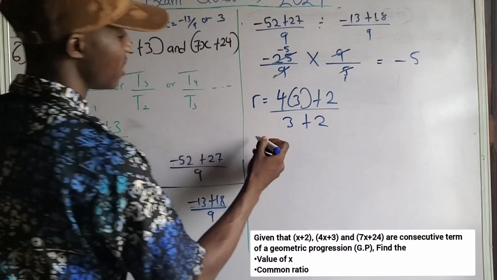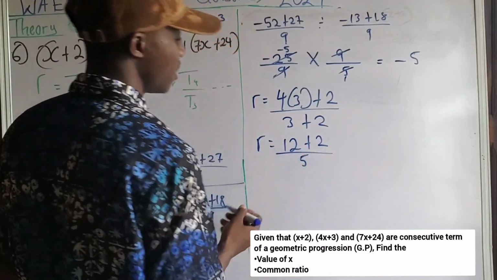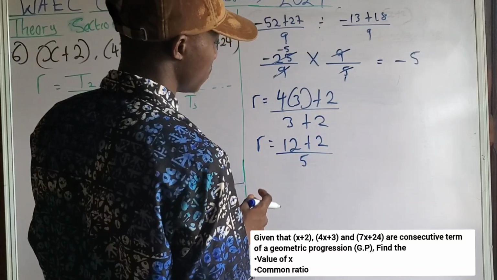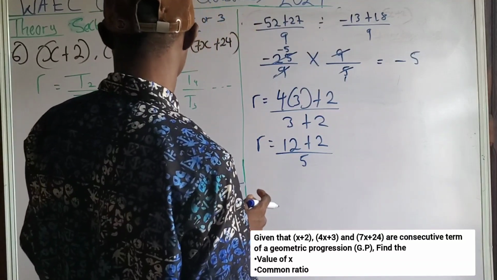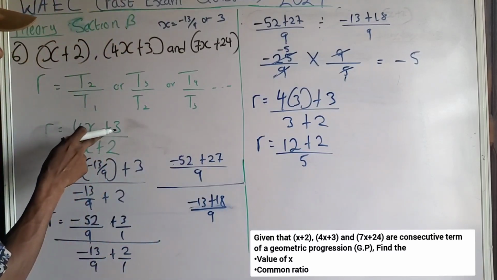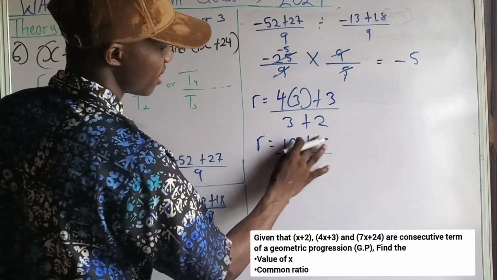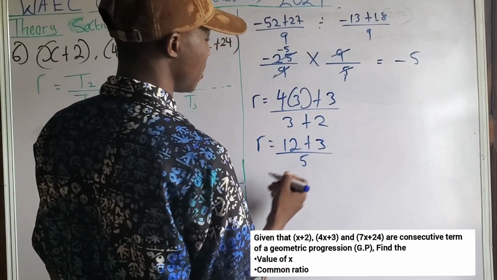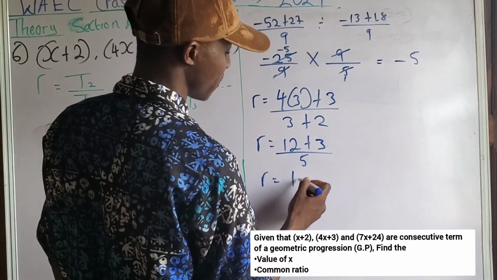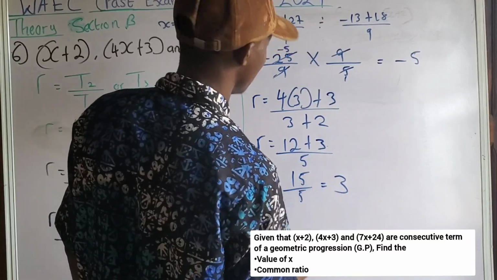So I'm going to have 4 times 3. 4 times 3 is what? 12. 12 plus 2 all over 5. Oh, this should be 3. Sorry. This should be 3. 4x plus 3, you know. So when x is 3, I'm going to have 4 times 3 plus 3. So this will be 3. Now, 12 plus 3. That is what? 15, right? 15 divided by 5. That is what? 3.